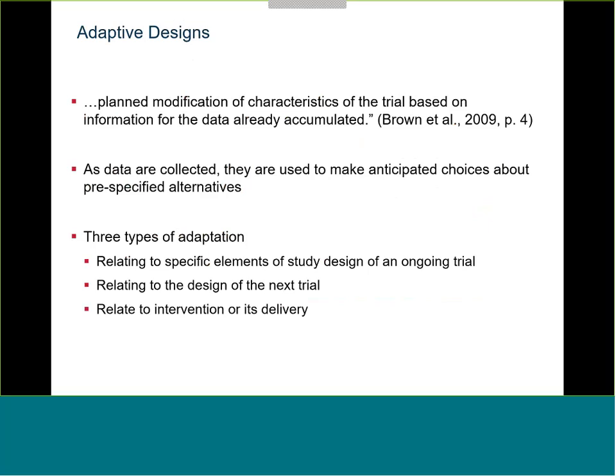So I'm going to jump over to the idea of adaptive design. This is a really novel and interesting development that Hendricks Brown wrote about back in 2009: the planned modification of characteristics of a trial based on information from data already accumulated. As data are collected, they're used to make anticipated choices about pre-specified alternatives.